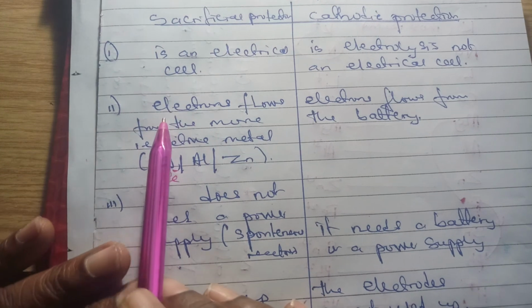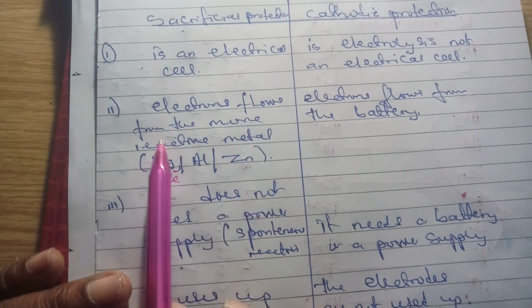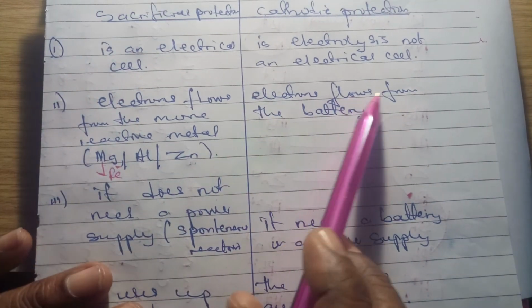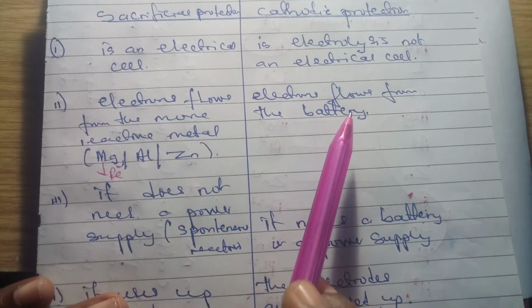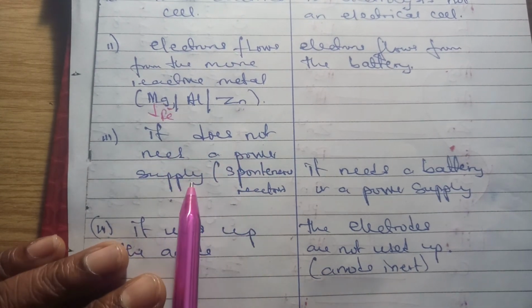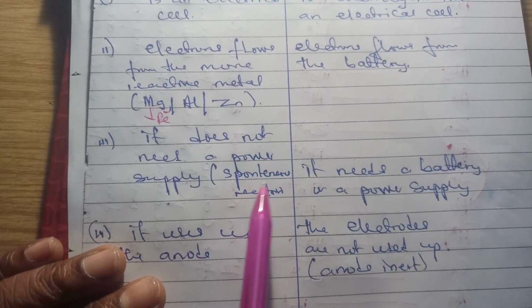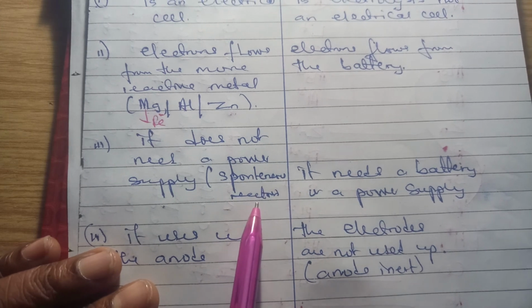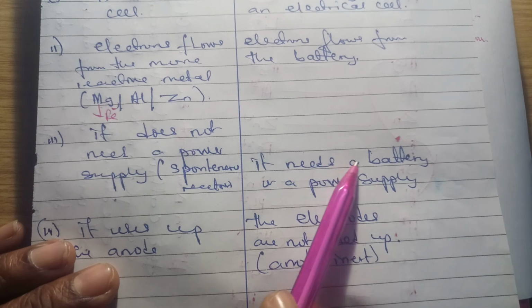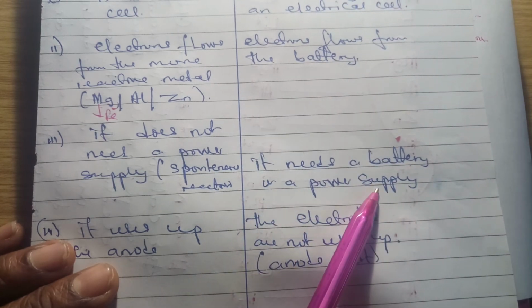The second difference: in sacrificial protection, electrons flow from the more reactive metal, which could be magnesium, aluminum, or zinc. In cathodic protection, electrons flow from the battery, right? The third difference: sacrificial protection does not need a power supply. It is invariably a spontaneous reaction. It can start on its own without the battery. Cathodic protection needs a battery or a power supply.